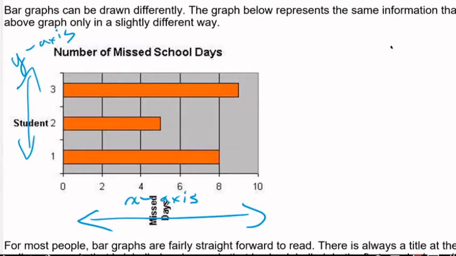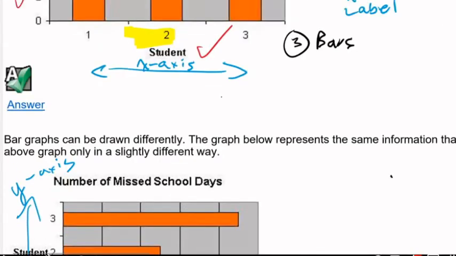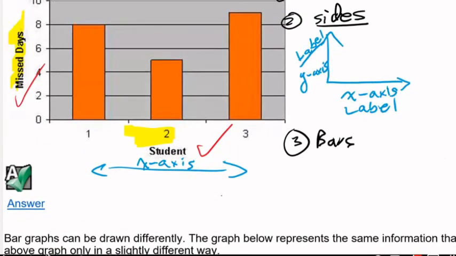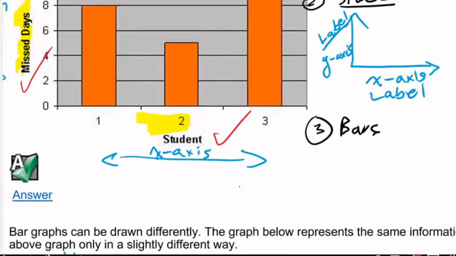Now, you can easily read it. You can say, okay, student 3 has a certain amount, student 2 has a certain amount, and student 1 has a certain amount. Now, if we go back here, let's see if we can answer some questions about this graph. If I asked you, what do you know about student number 1?